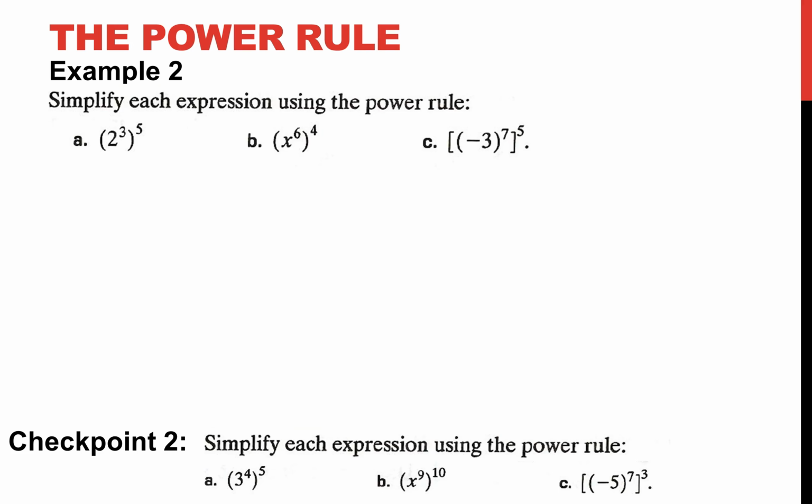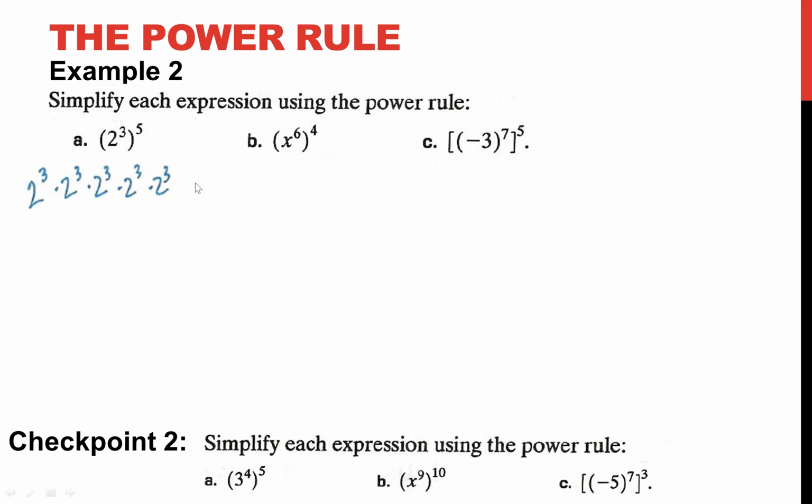And we're back with the power rule. So the power rule is a little bit different. It says 2 to the 3rd, and that is my base, that I'm going to multiply times itself 5 times. And it looks like this. I have 5 2 to the 3rds. In other words, I have 5 3s. So I could do 3 plus 3 plus 3 plus 3 plus 3.